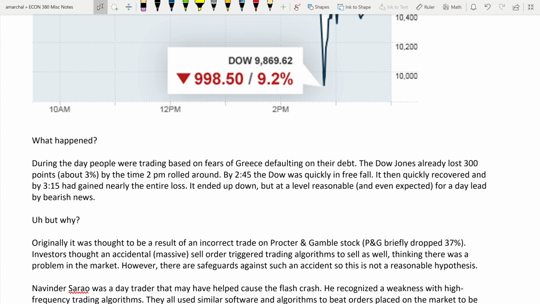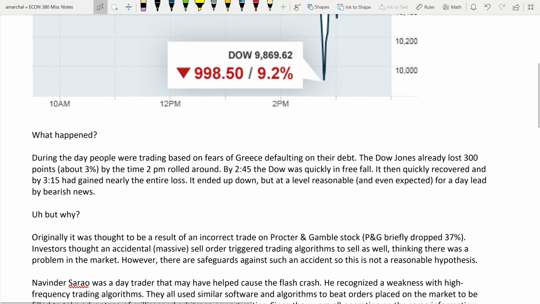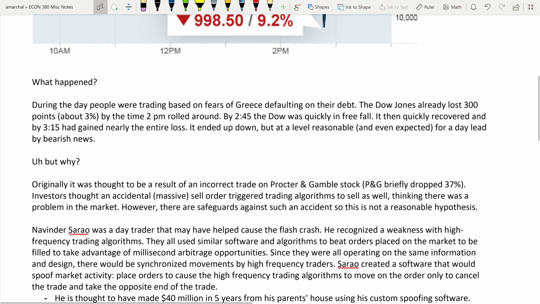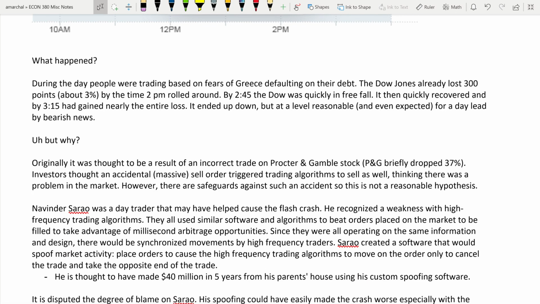However, there are a lot of safeguards to prevent a heavy finger sale of this magnitude, so it's not a very reasonable prediction to make. Now, a more popular theory follows around this guy, Navinder Saral. He was a day trader out of his parents' basement, literally, that may have helped cause the flash crash.